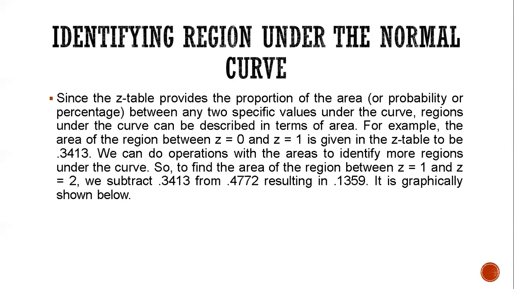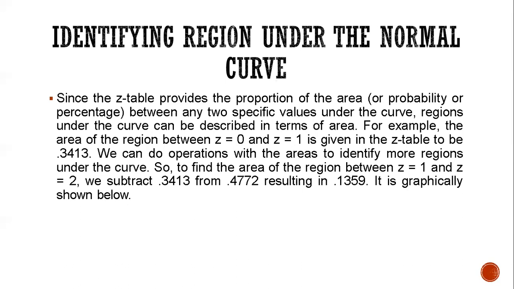Okay. So, between any two specific values under the normal curve, regions under the curve can be described in terms of area. So, ibig sabihin they describe din siya in terms of area. For example, the area of the region between 0 and 1. Given the Z table, hanapin natin si 0 at yung 1. Ano bang area nila from 0 to 1? Tutugma lang natin yan. So, we have the 0.3413. Ayan yung ating area or yung region na nasakop ng 0 hanggang 1, kung babalikan natin yung ating Z table.